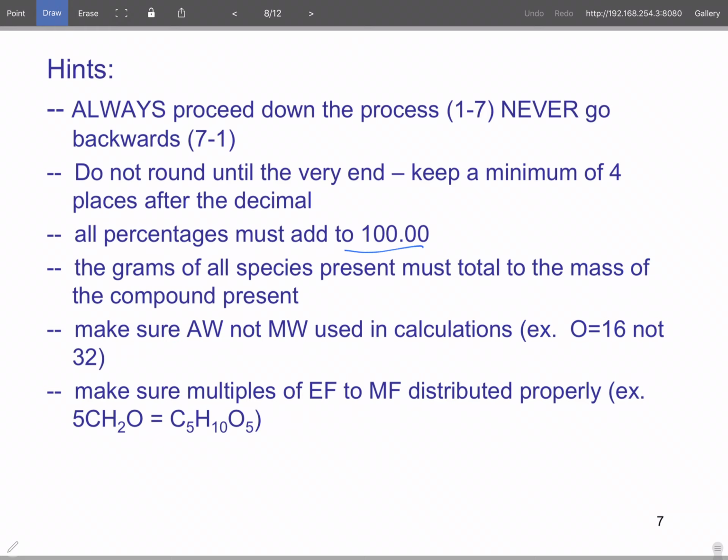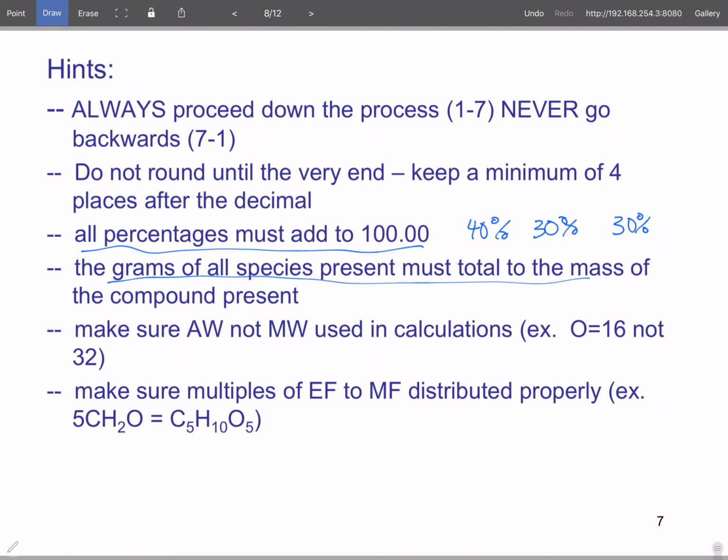Now the other thing is all percentages must add up to 100. So if you're given 3 compounds and the first one is 40% and the second one is 30%, then that's 70, so the third one has to be 30%. Okay, don't randomly make up numbers. Okay, if you have grams, then they have the total.